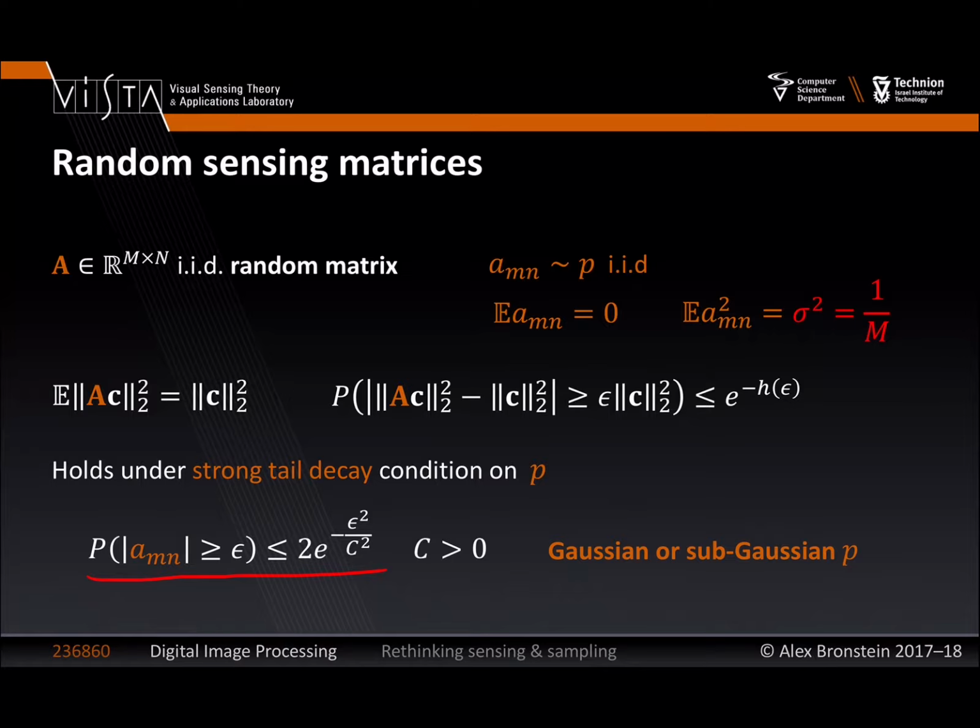Actually, the Gaussian distribution also satisfies this property with some constant C. So basically, a Gaussian matrix will do, a sub-Gaussian matrix will do, for example, a Bernoulli matrix will do with just coin tosses, zeros and ones, for example, or minus ones and ones. We need it to be zero mean. Okay, so basically, these kinds of matrices will do the job.